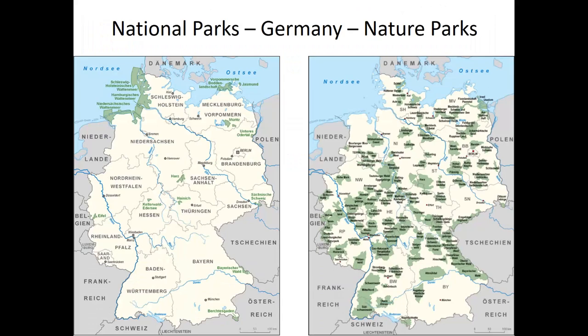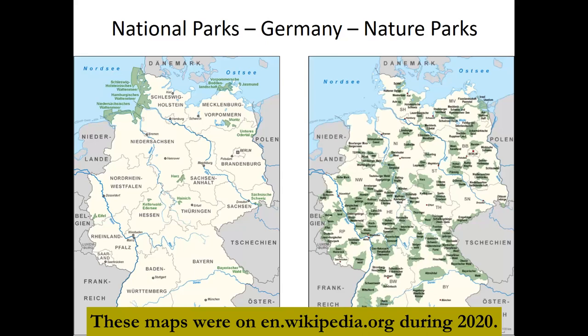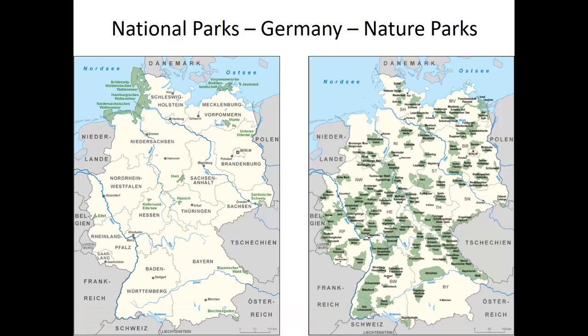These two maps can be found on the internet, showing us the location on the left of the various national parks, and on the right, what is referred to as nature parks. We can see more easily on the left the various states and their borders. It's a little more difficult on the right to be able to see that. I'm going to talk about national parks in Germany, and then I'm going to talk about nature parks in Germany. They are not the same thing.